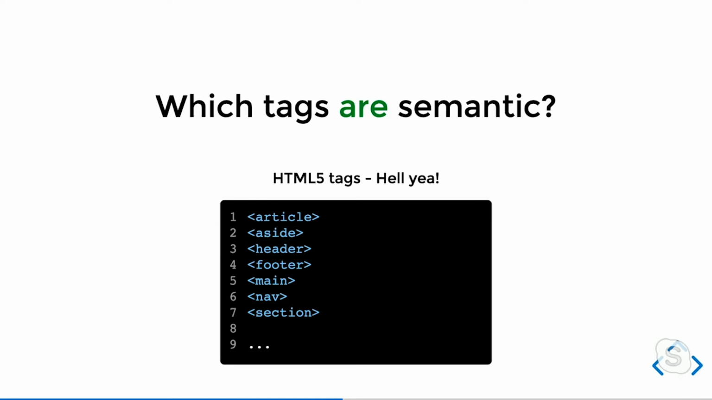So you have the article, for example. You have the aside, which can be some sort of side panel on the page, maybe with some additional information, or maybe with the navigation. You have the header. Almost every page has some header with maybe logo and so on. Footer, then main container, navigation section, and so on. There is more.